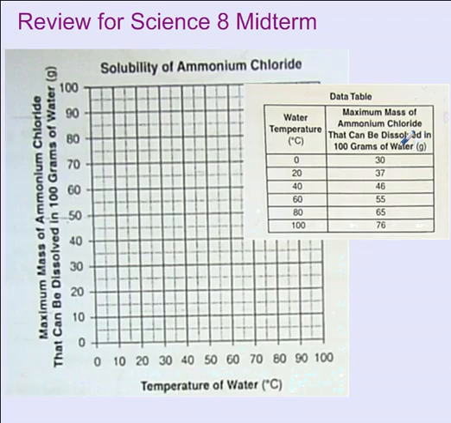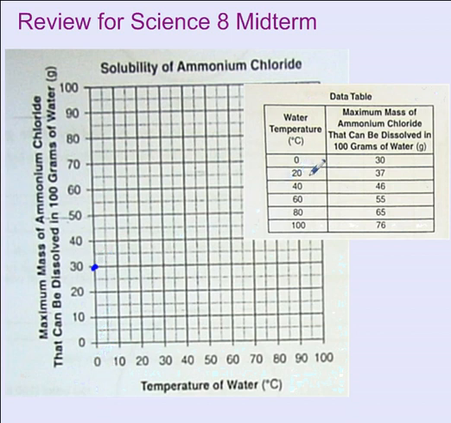Okay, let's practice plotting data. Here we have a data table. This is water temperature, and this is how much solute will dissolve at that temperature. We need to graph it on this graph paper. The first ordered pair is 0 degrees Celsius and 30 grams. So I find 0 degrees Celsius down on the bottom, go up to 30, and there's my first data point.